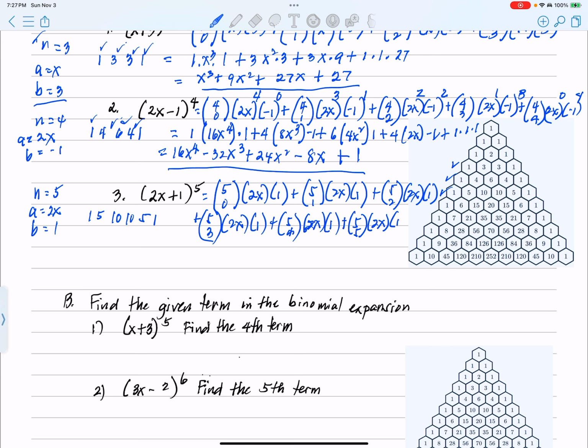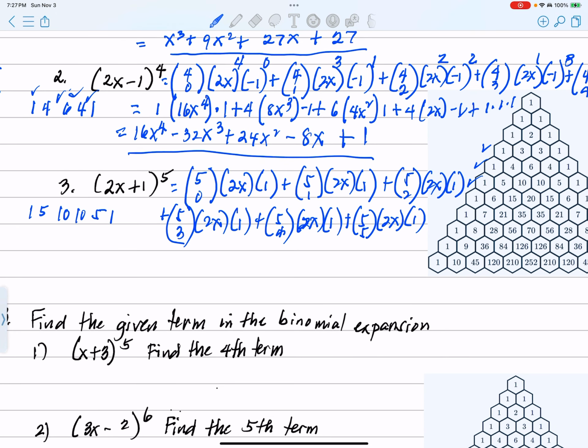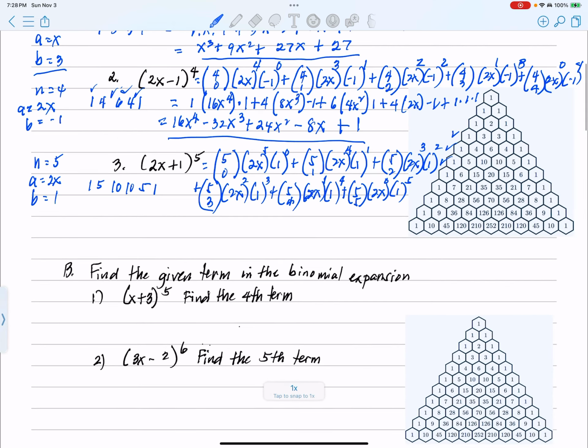Then I will assign the exponents. Okay. The first term is descending. So I'll start with 5. So this is 4. This is 3, 2, 1, 0. Well, the second term is ascending. So it starts with 0, 1, 2, 3, 4, 5. All right, you have that. All right, let's do this.